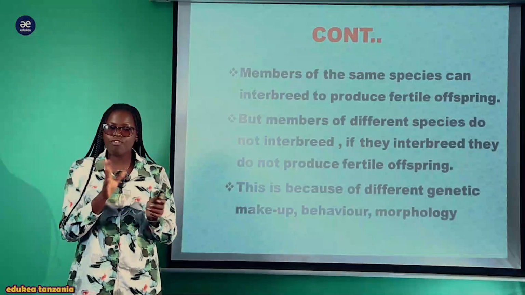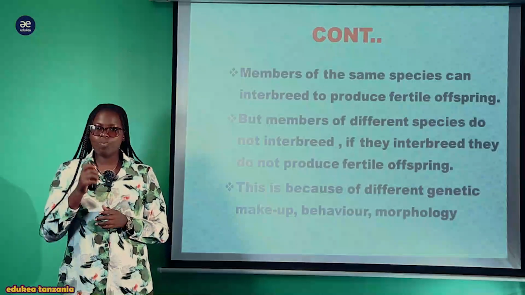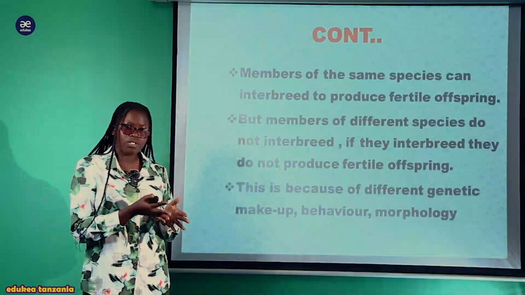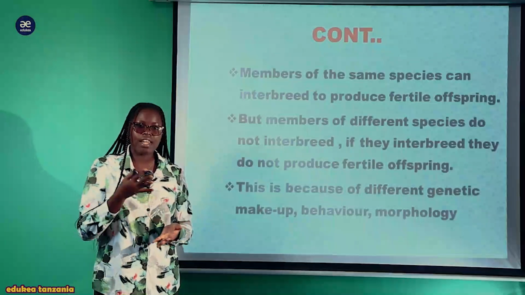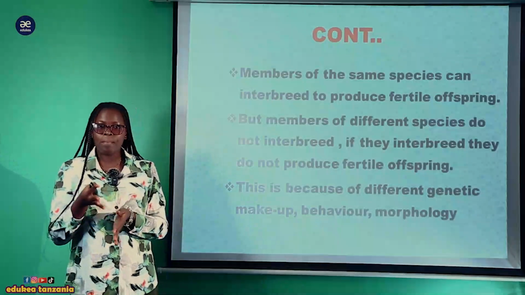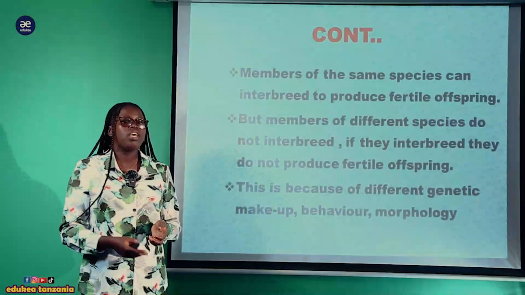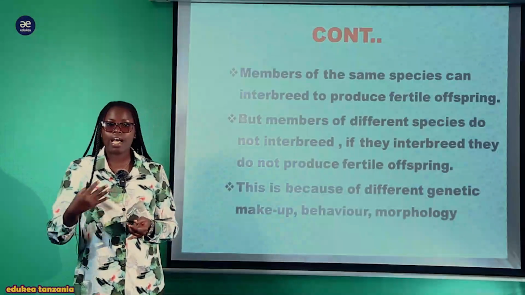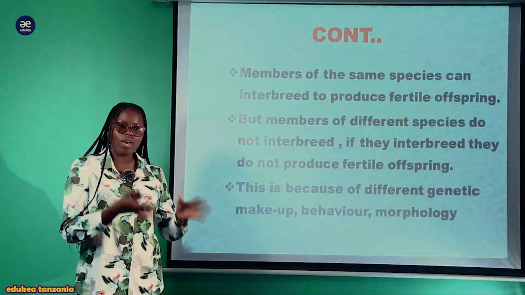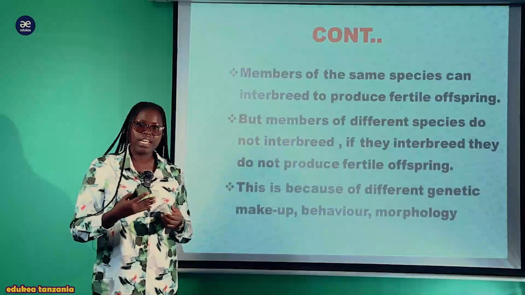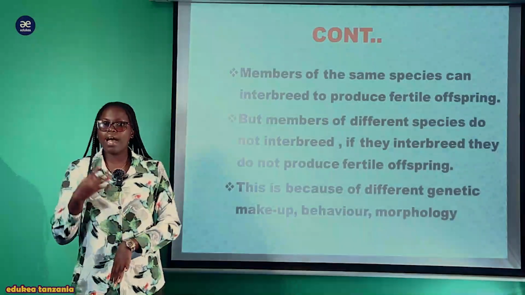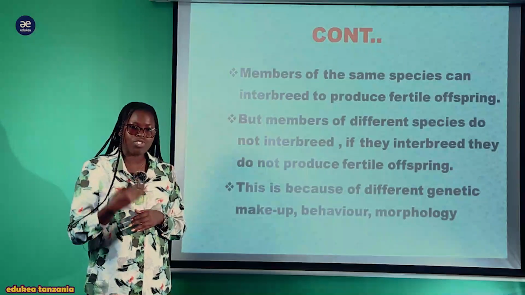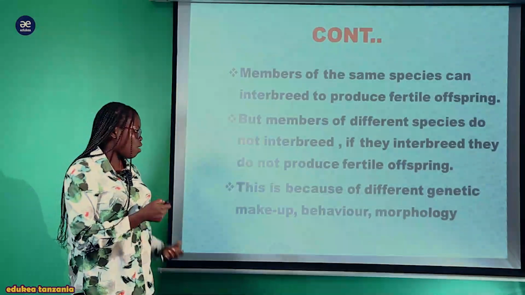But if the species involved in reproduction are not of the same species, then under certain conditions they may produce offspring, but that offspring may be infertile, meaning it has no ability to reproduce, and even if born it may not be viable, meaning it may not live for a long time. This is because of different genetic makeup, behavior and morphology, and that's why it became infertile.